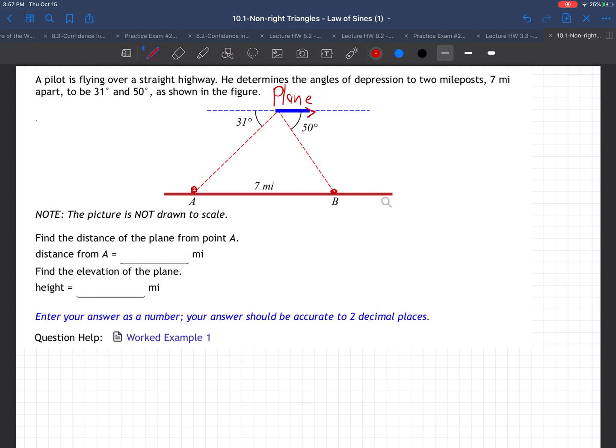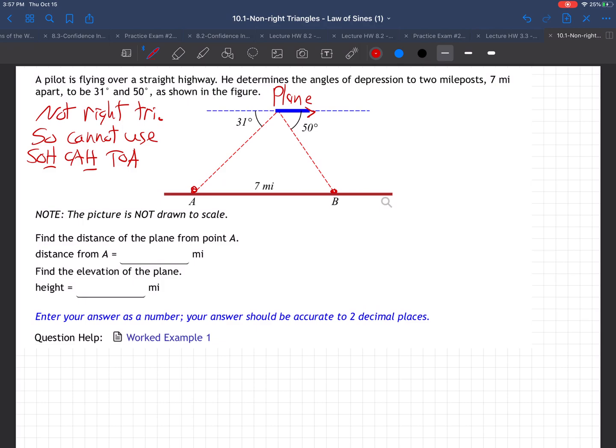So let me write that. It's not a right triangle, so we cannot use SOHCAHTOA, right? SOHCAHTOA has hypotenuses in it, which is only in a right triangle. So we're going to use the law of sines. But let's do a couple of things first off.